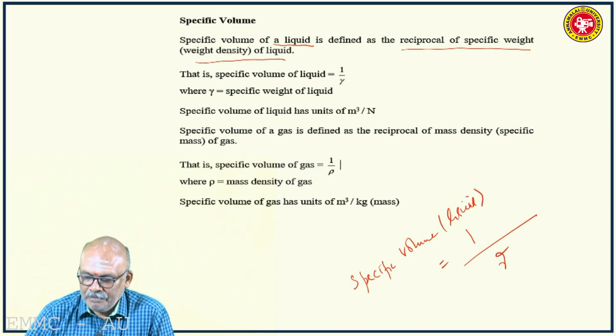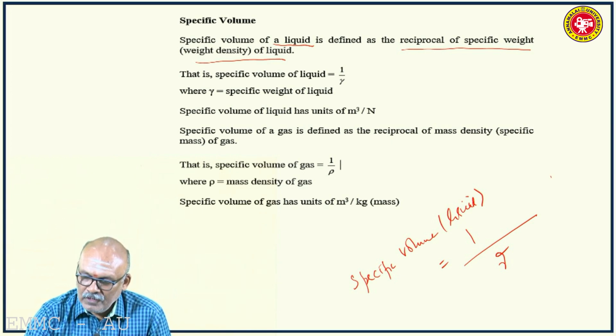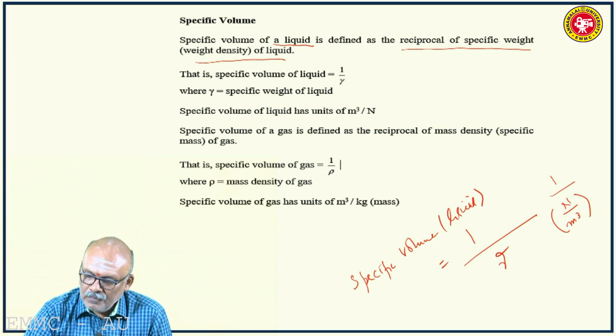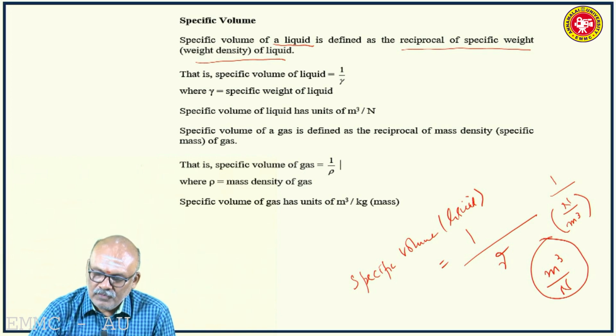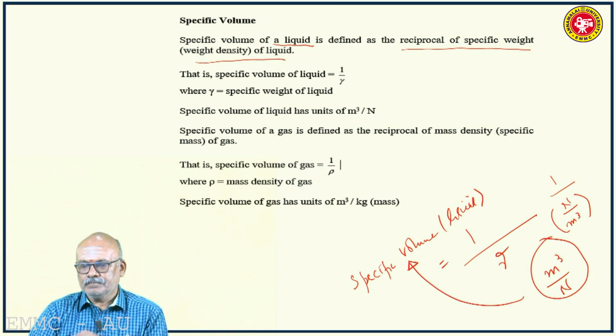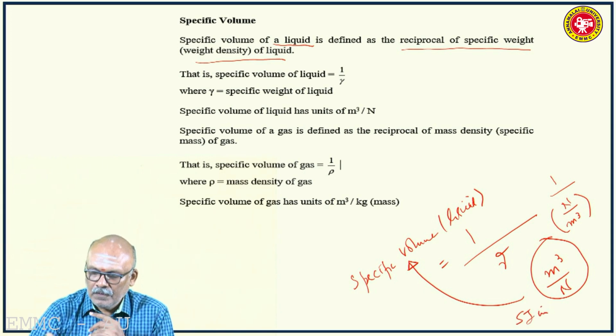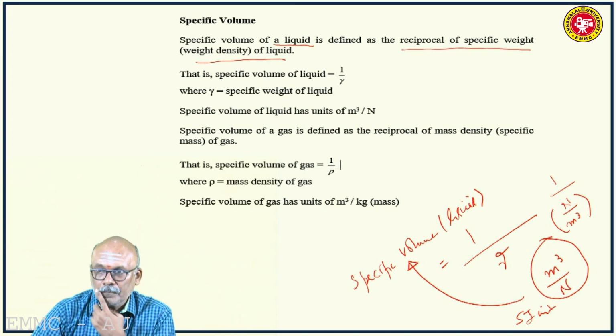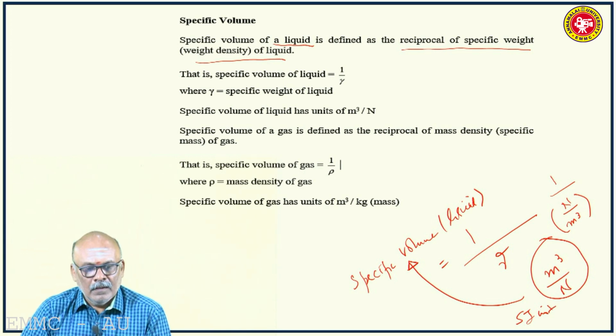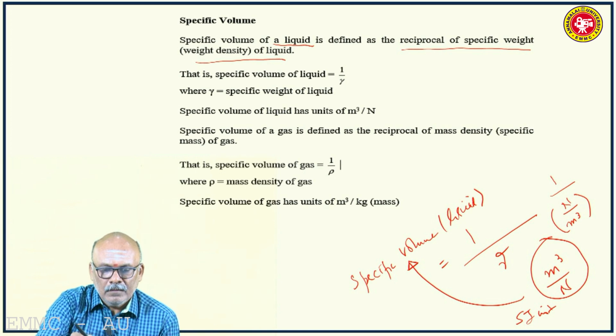Reciprocal of specific weight. So again, what about the unit? The unit of specific weight is Newton per meter cube. So it is 1 divided by Newton per meter cube, which becomes meter cube per Newton. So meter cube per Newton is the SI unit of specific volume of a liquid.